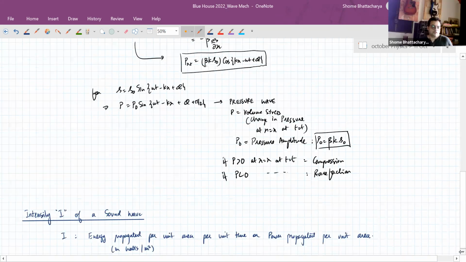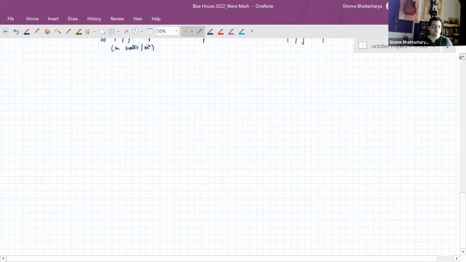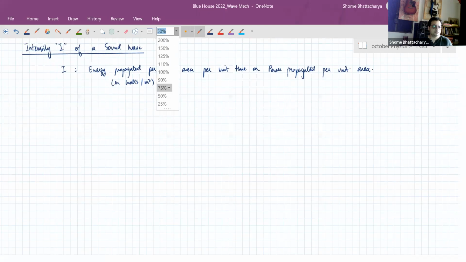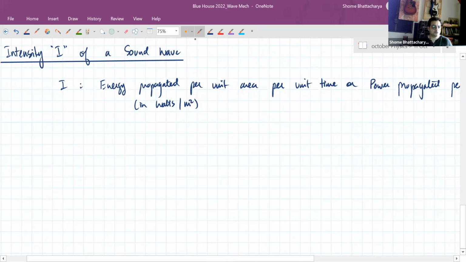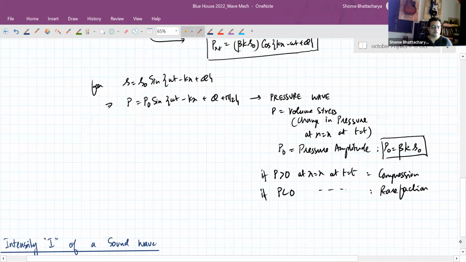So we'll have a similar method of calculating the power per unit area, or the intensity of the sound wave. Similar to the method we had seen for calculation of power propagated through a string in case of transverse waves. Only there it was just the power propagated, it was not per unit area. One slight difference in that sense.